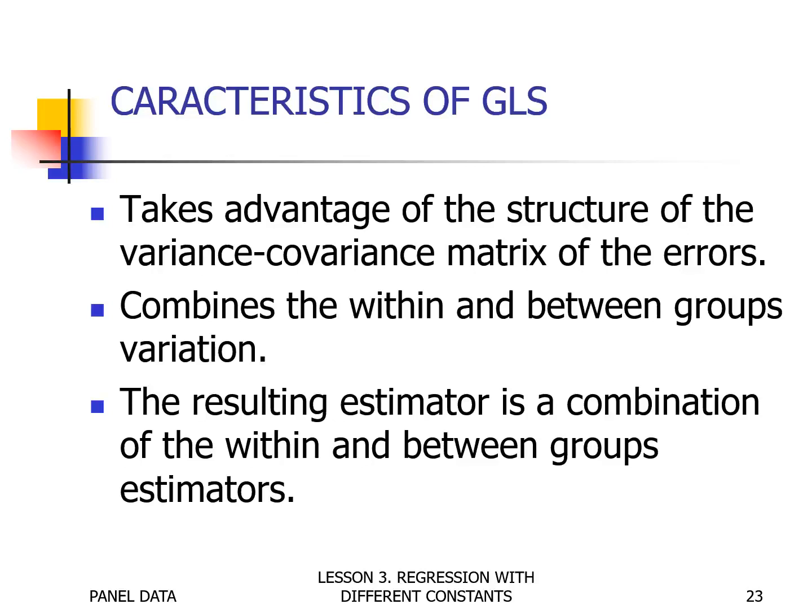What is this formula, the big formula, doing? It is taking advantage of the structure of the variance-covariance matrix of the errors. It combines the within and between groups variation, and the resulting estimator is a combination of the within and between groups estimators. So that is the Frankenstein type of formula that I was talking to you about, and that is so useful in applied economics.